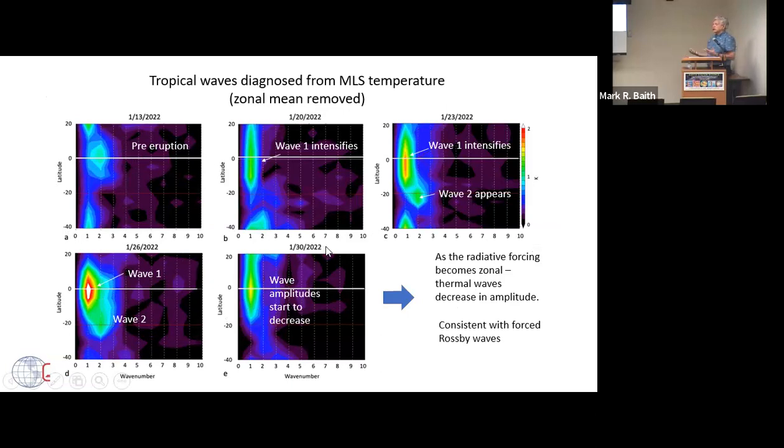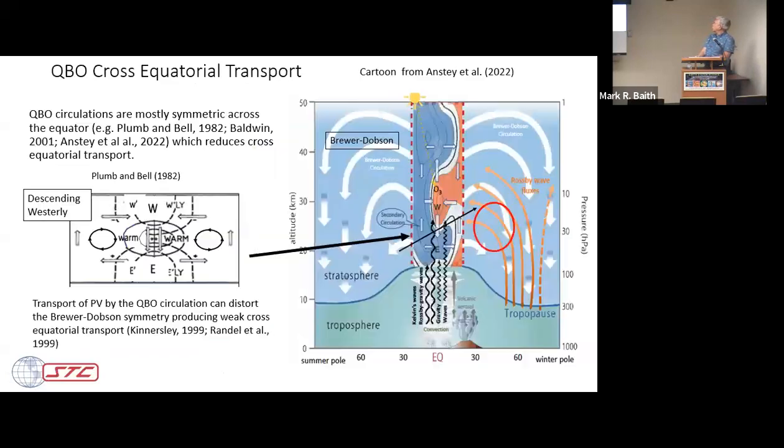So this is pretty consistent with the wave modes being forced by radiative transfer processes, both heating and cooling of aerosols in the lower stratosphere. So that would explain why things are pushed across the equator.